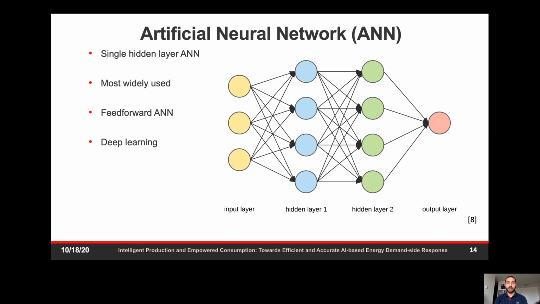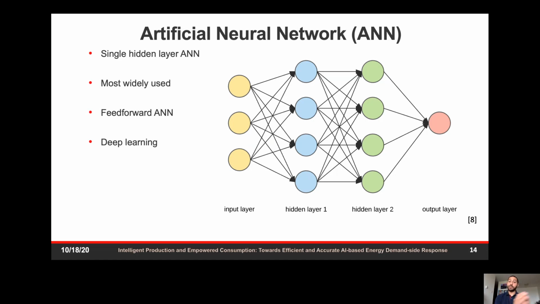Feed forward artificial neural networks, deep learning, where there's not just one single hidden layer, but multiple. Artificial neural networks, in a nutshell, are computational models that are inspired by the biological nervous system. The basic components are the nodes, and they're connected by links, and the strength of each link is determined by a numeric weight.